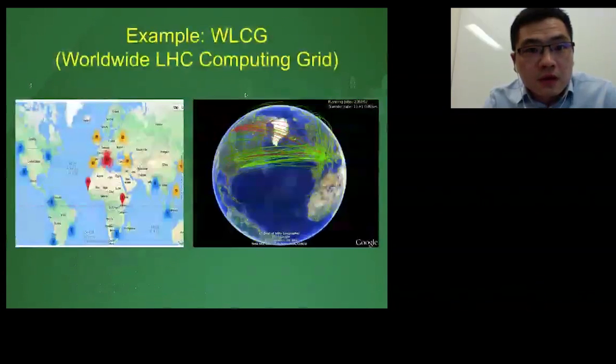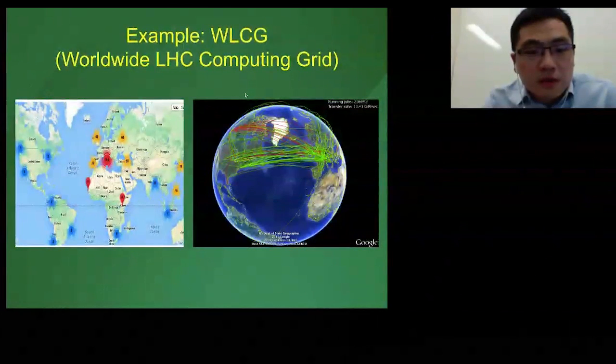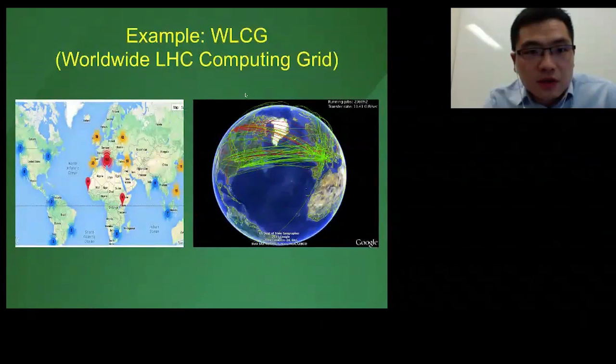For example, this is the biggest grid in the world, which is called the WLCG, the Worldwide LHC Computing Grid. It has about 300 sites in different countries, about 50 countries, I think. It tries to analyze the data produced from the Large Hadron Collider.